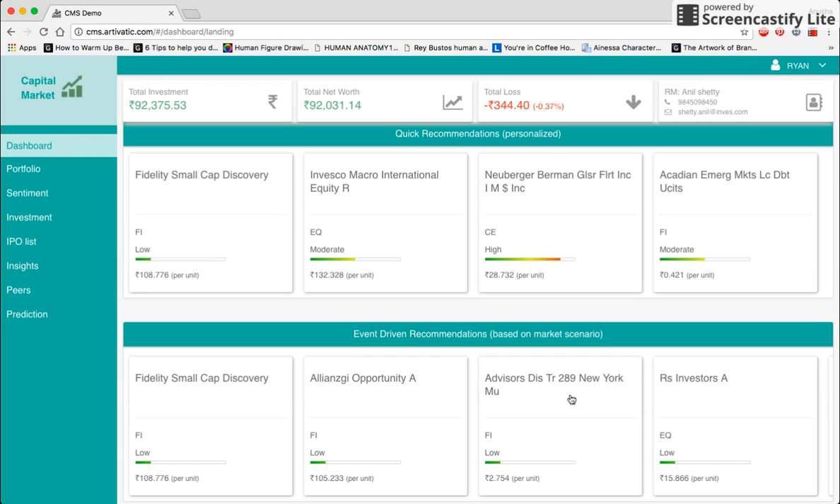The quick recommendations are based on the investor's interest in particular companies. For example, if he is interested in finance instrument funds, then he will see more of FI companies which are low risk and have a particular per unit cost for each stock. Based on his previous activities, this recommendation tool shows him the 4 best investment options for him.